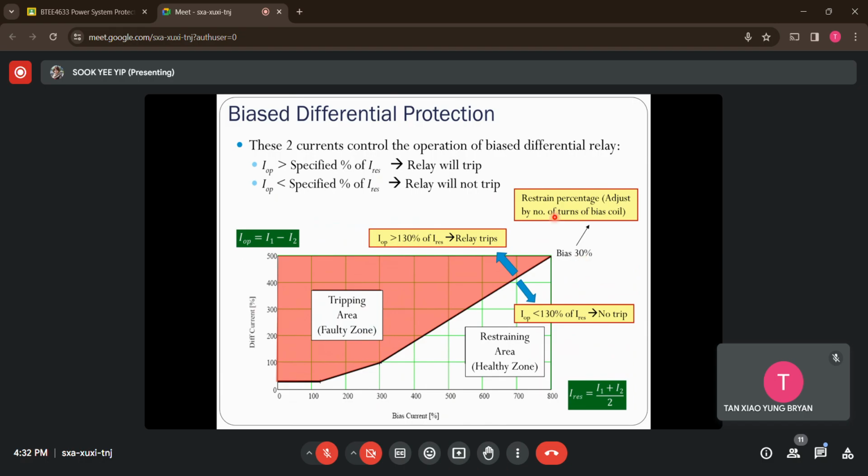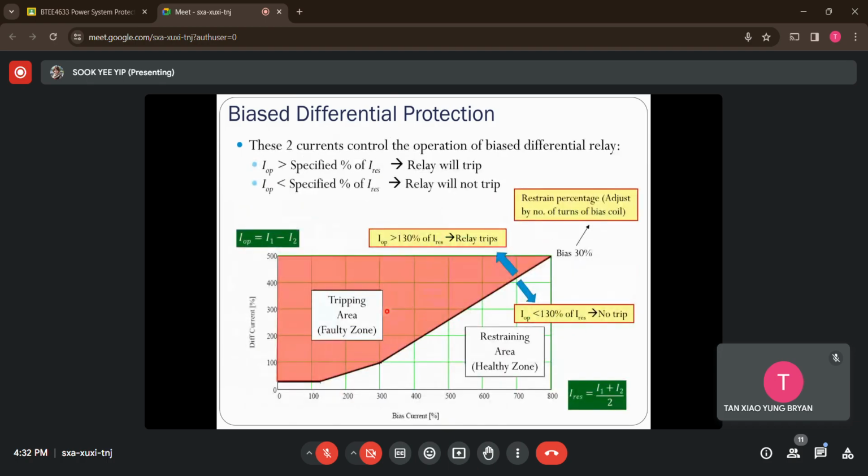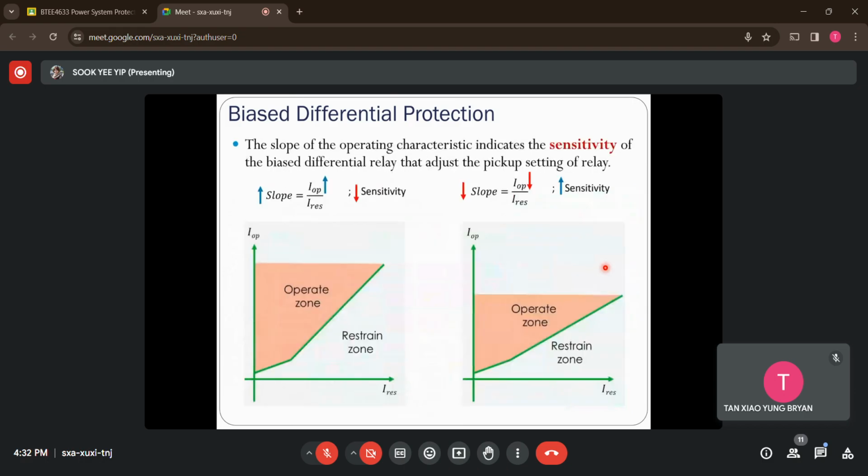Take note that this 30% value can be changed by changing the number of turns of this bias coil, which means that different turns here will give you a different percentage value. That's how we can adjust from 30% to another value. Now the slope of the operating curve for the bias differential relay represents the sensitivity of this relay. I can find the slope value as y over x, which is the operating current divided by the restraining current.